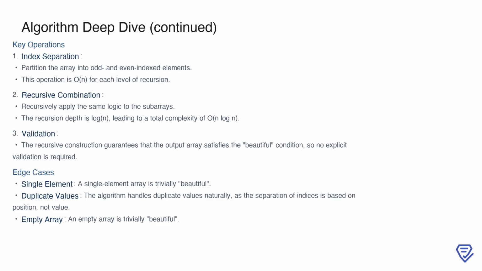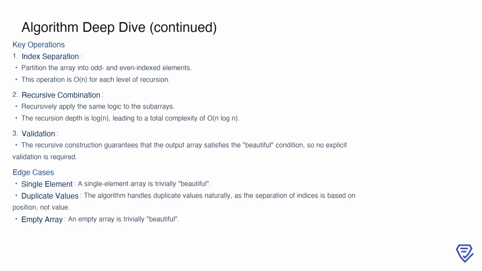There are three key operations that drive the efficiency of this algorithm. First is the separation of indices, where the array is partitioned into odd and even indexed elements. This operation is linear, O(n), at each level of recursion. The second operation is the recursive application of this logic to the subarrays. The depth of recursion is logarithmic, log n, leading to an overall time complexity of O(n log n).